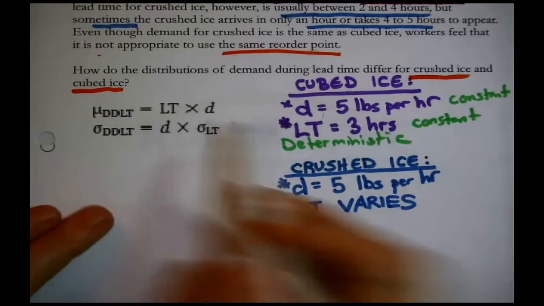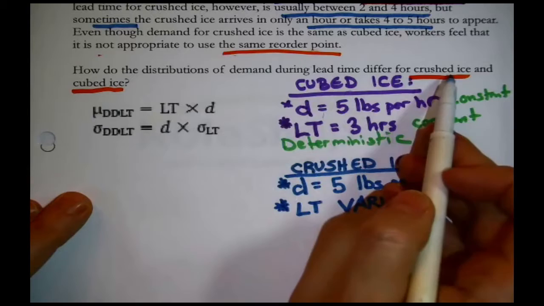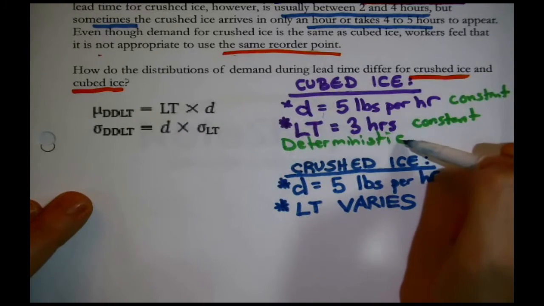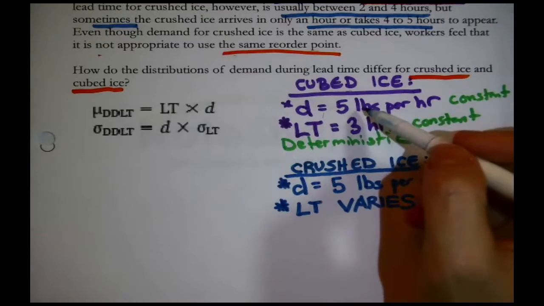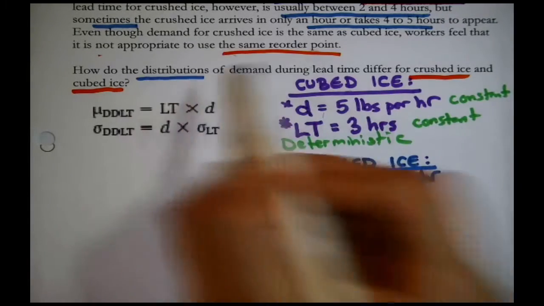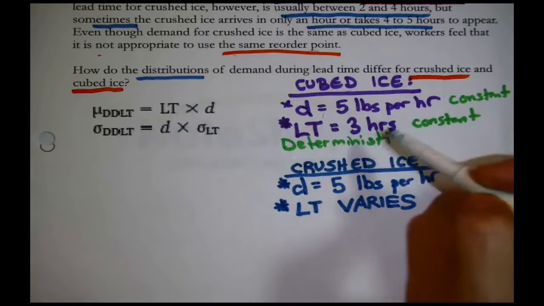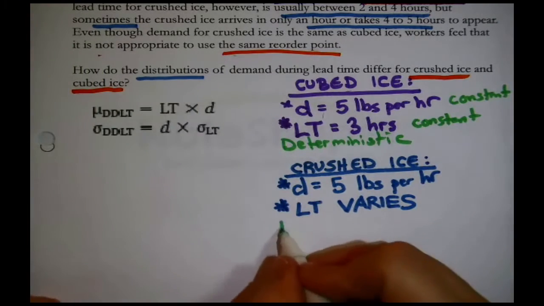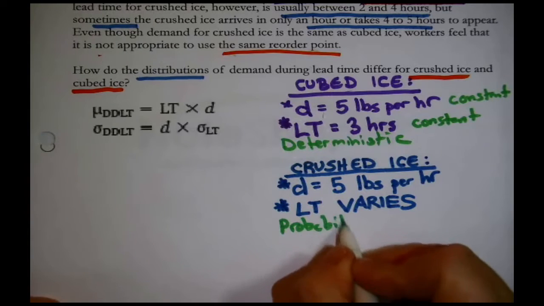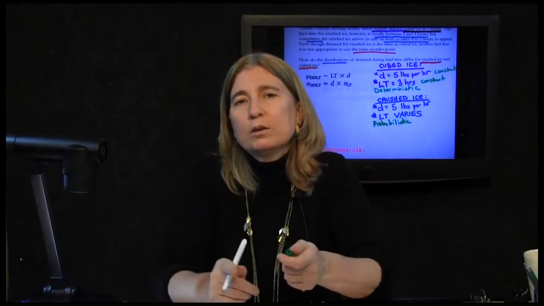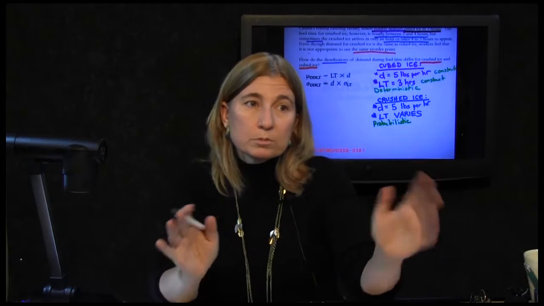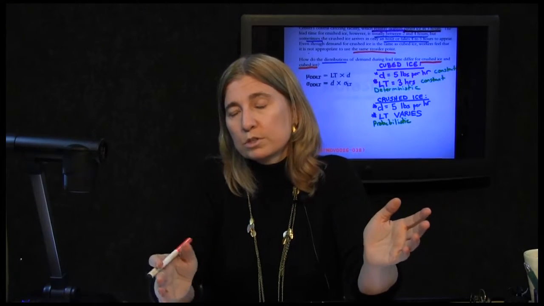So first off, we're working our way to answering that question right here. First off, I see a major difference here. We had said that the demand during lead time for cubed ice, they're just asking about the distributions of demand during lead time, was deterministic. Here it is probabilistic, because there's an element of it that's random that you can't rely on exactly each time. They're saying it'll usually be between 2 and 4 hours, but sometimes it's as little as an hour, and sometimes it's as much as 5 hours.